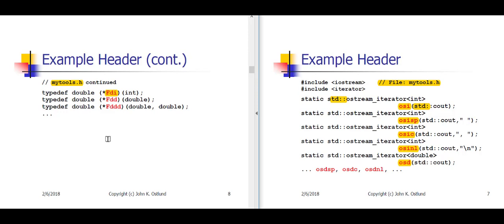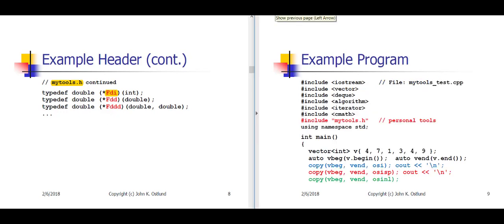FDD will represent pointer to function that takes double and returns double. And FDDD is going to be a function that takes 2 doubles as arguments and returns a double. So we have 2 unary functions here that take an int and return a double, and that take a double and return a double. And we have 1 binary function that takes 2 doubles and returns a double.